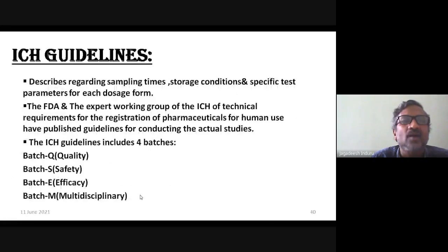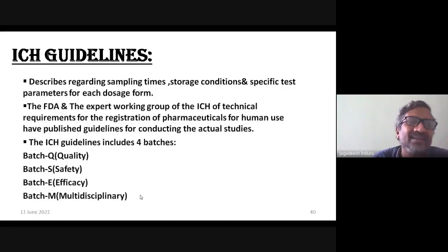And ICH has harmonized conditions, made by America, Europe, and Japan. The entire world accepts these guidelines regarding the quality of our products. So this describes the sampling times, storage conditions and specific test parameters for each dosage form individually. The FDA and the expert working group of the ICH on technical requirements for registration of pharmaceuticals for human consumption publish their guidelines for conducting the actual studies in the particular country where we are going to sell.